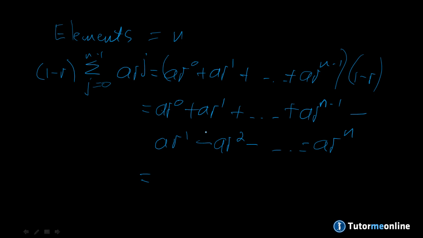What we can easily see here is that we are left with ar to the power of 0, but ar to the power of 1 is deleted because we subtract ar to the power of 1, and we are left with ar to the power of 0 minus ar to the power of n. Now we can just simplify this as follows. This is equal to a times 1 minus r to the power of n. Therefore, we can write the following.